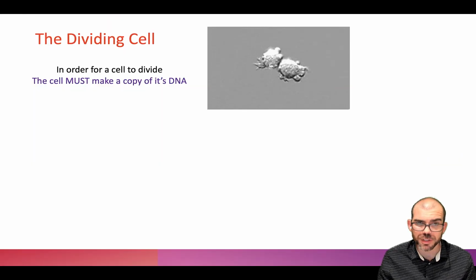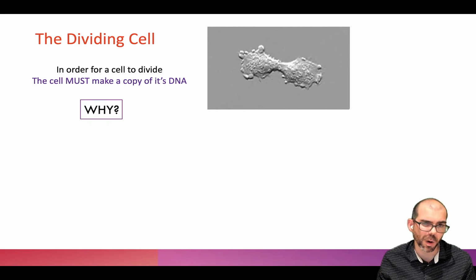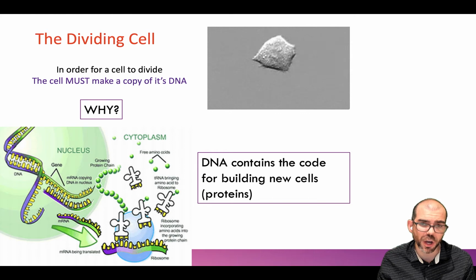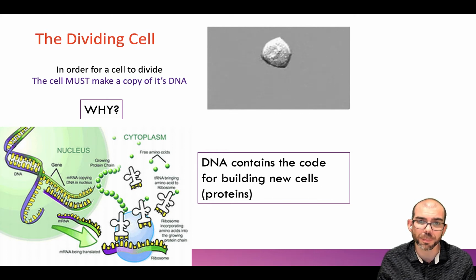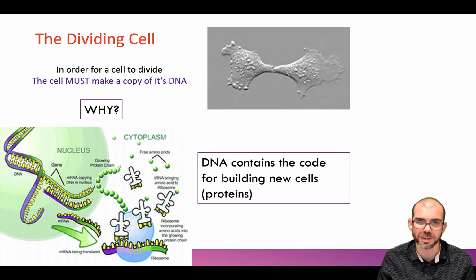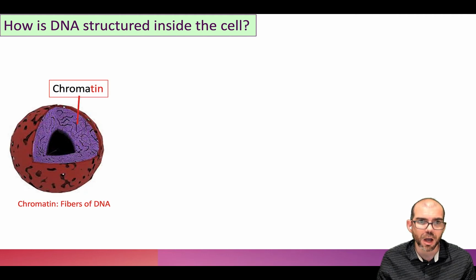Well, in order for a cell to divide, it's going to need to make copies of its DNA. Why? Well, DNA contains the code for building new cells. Specifically, DNA has the blueprint for building proteins, the molecule that makes up the structures inside of the cell. So we need to understand how DNA is structured inside if we're going to understand how it's able to be replicated. When the nucleus is fully formed and a cell is normally doing its thing, DNA is bundled up into a condensed structure called chromatin.